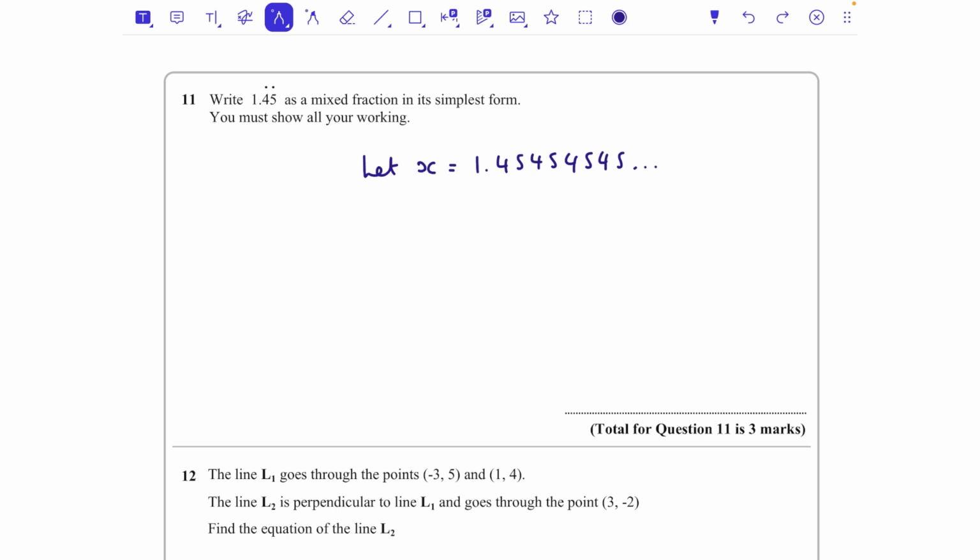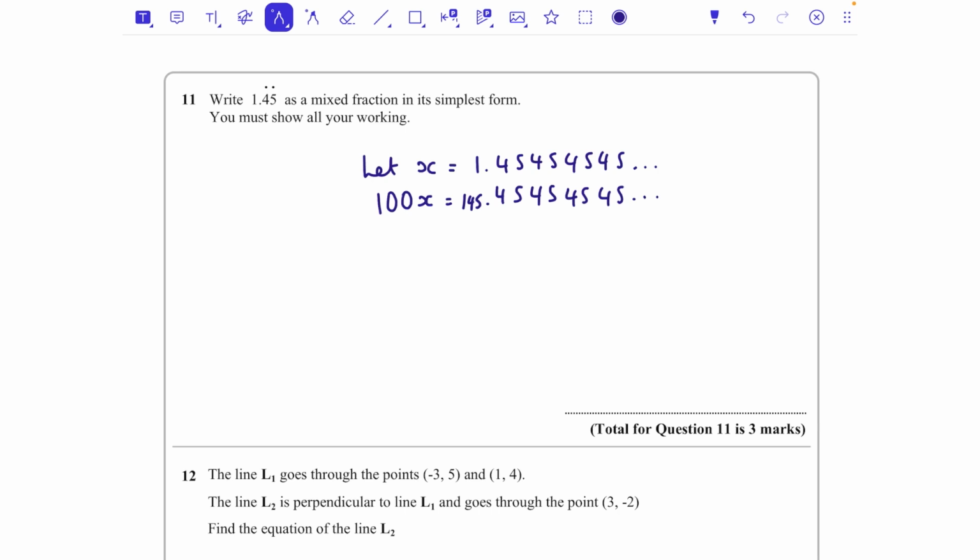Then I want 100x. Now the reason I want 100x is because I want a value that lines up underneath. So I want these 4s to line up underneath 4s. So if I move it two place value columns over, the 4 will stay underneath the 4. If you times by 10, you'd end up with 4s underneath 5s, and we don't want that. So I'm going to try and squish this up to get it in like that, so that my decimal points are lined up. And then I've got 4, 5, 4, 5, 4, 5, 4, 5, dot, dot, dot.